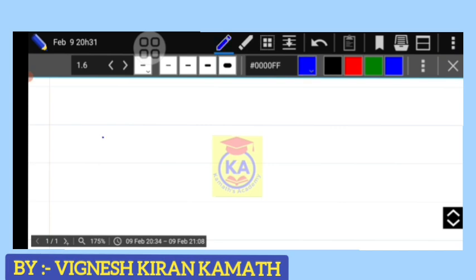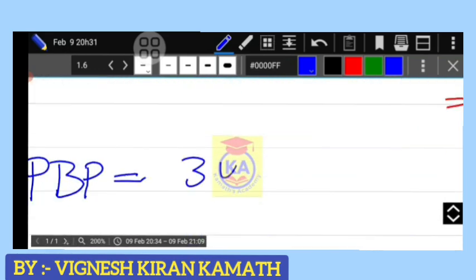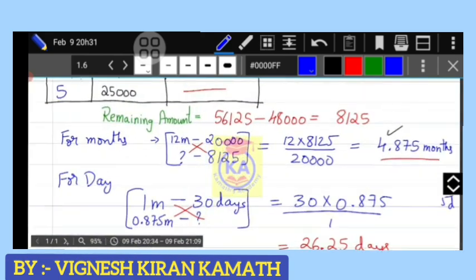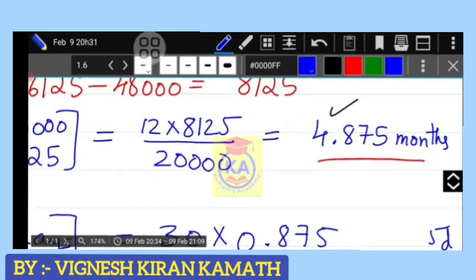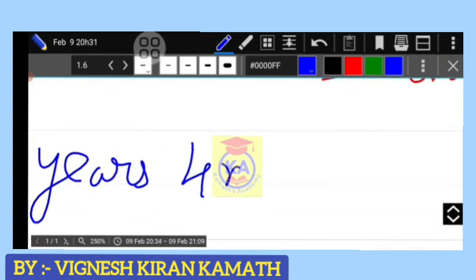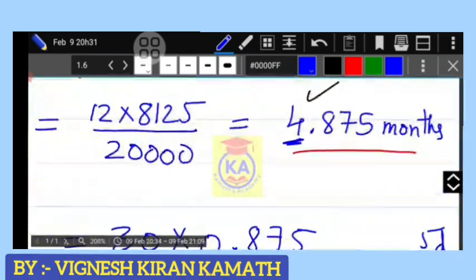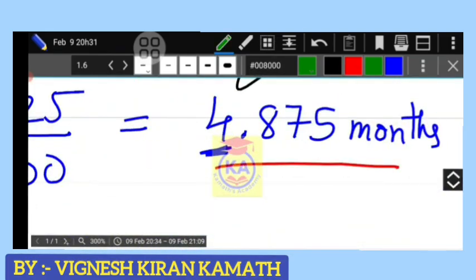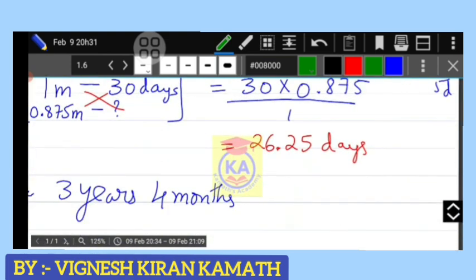Look at this. Now we are going to find the payback period. For getting 48,000 it took 3 years, right? So write 3 years. Okay, now the remaining 8,125 rupees took 4.875 months, but this 0.875 months you have already converted into days. Now this 4 months is remaining, right? This is right here, 4 months. So don't take that into consideration in months, just take 4 months.